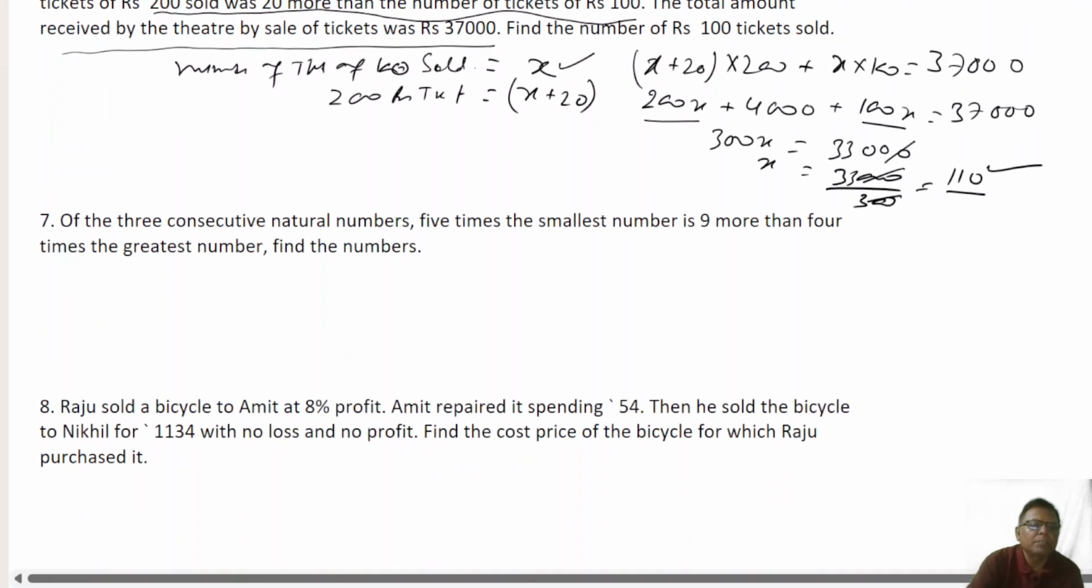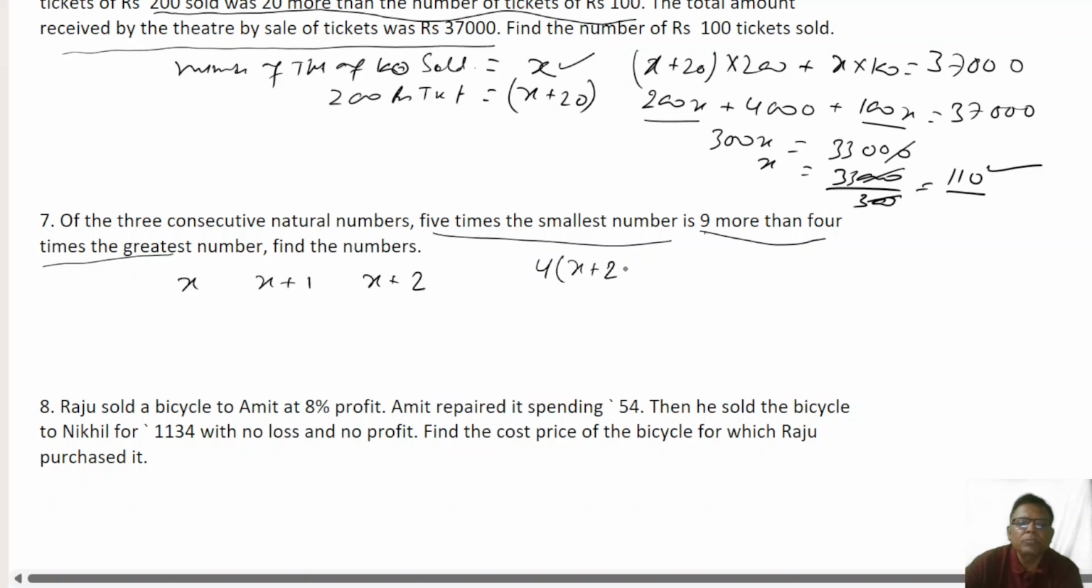Now come to the seventh question. Of three consecutive natural numbers, 5 times the smallest number is 9 more than 4 times the greatest number. So three consecutive numbers: x, x plus 1 and x plus 2. So 5 times the smallest number is 9 more than 4 times the greatest number, x plus 2. Which one is more? The smallest number, 5 times. So this will be the equation.